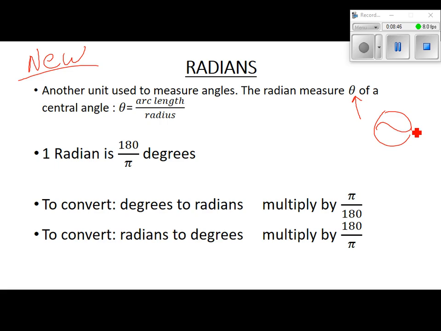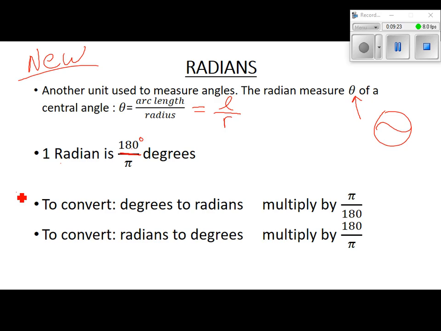When the radian measure of a central angle is theta equals arc length, which again, this book uses L, divided by the radius. So all radians do is they compare the length of the arc to the radius of the circle. 1 radian is 180 degrees over pi.